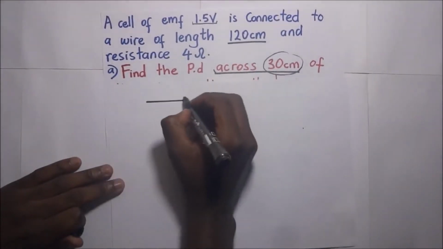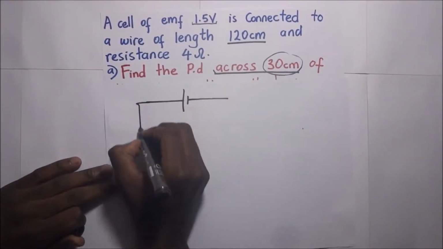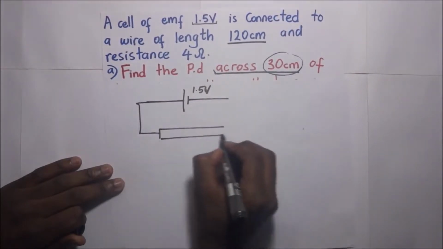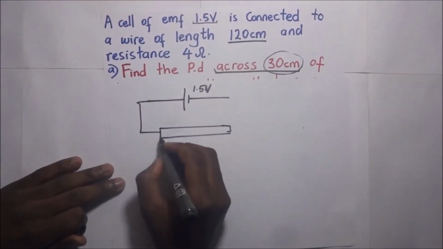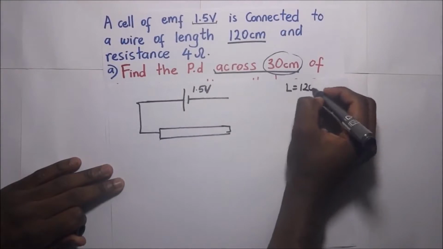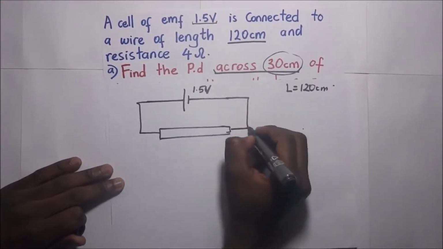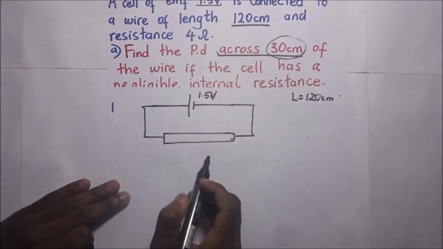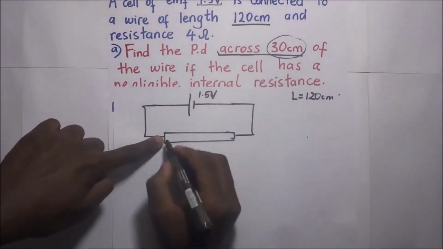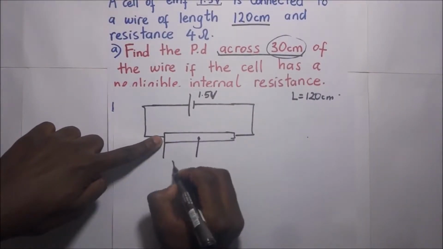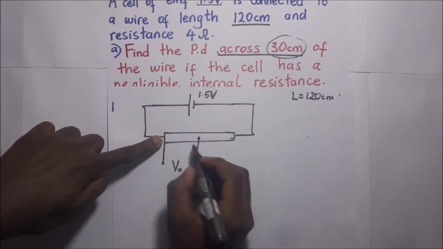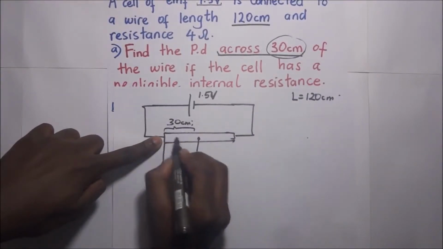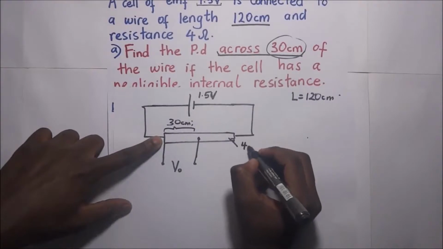Now here we have this cell. It's 1.5 volts. It is connected to a wire, and the length of this wire is 120 centimeters. It's connected in that kind of circuit. And the question is requiring us to find the potential difference across 30 centimeters of the wire. So if the distance from here to here is 120, we are required to find just the potential difference or the output voltage across just 30 centimeters of the wire. But we know that this whole length has 4 ohms.